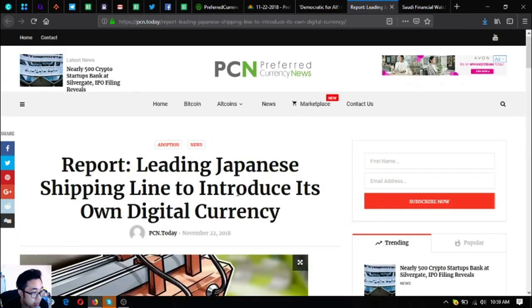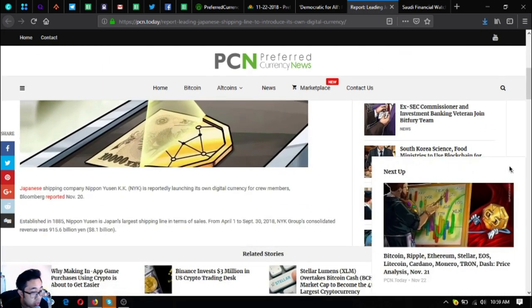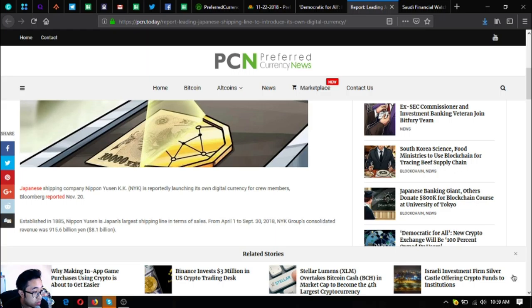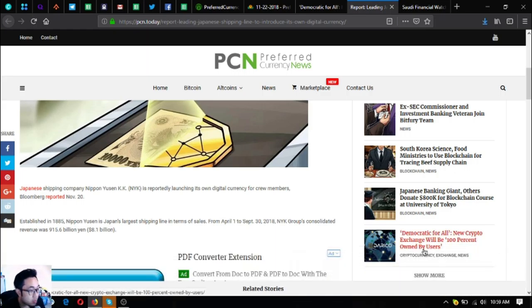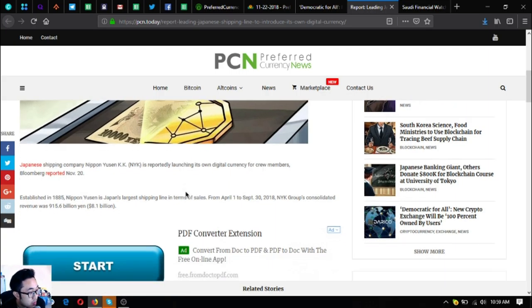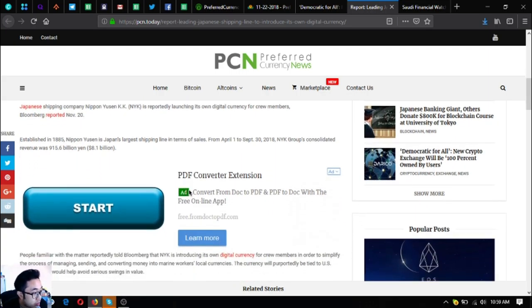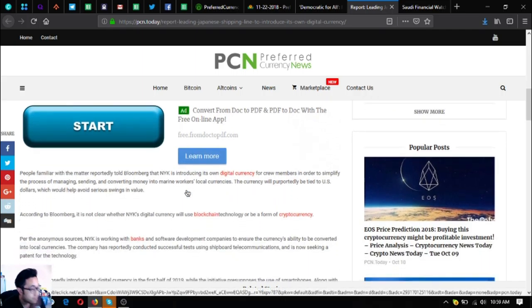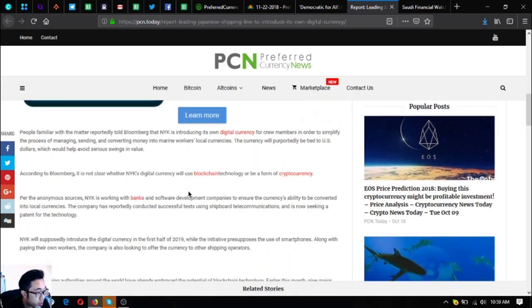Report: leading Japanese shipping line to introduce its own digital currency. Japanese shipping company Nippon Yusen, or NYK, is reportedly launching its own digital currency for crew members, Bloomberg reported November 20. Established in 1885, Nippon Yusen is Japan's largest shipping line in terms of sales. From April 1 to September 30, 2018, NYK Group's consolidated revenue was 915.6 billion yen, or $8.1 billion. People familiar with the matter reportedly told Bloomberg that NYK is introducing its own digital currency for crew members in order to simplify the process of managing, sending, and converting money into marine workers' local currencies.